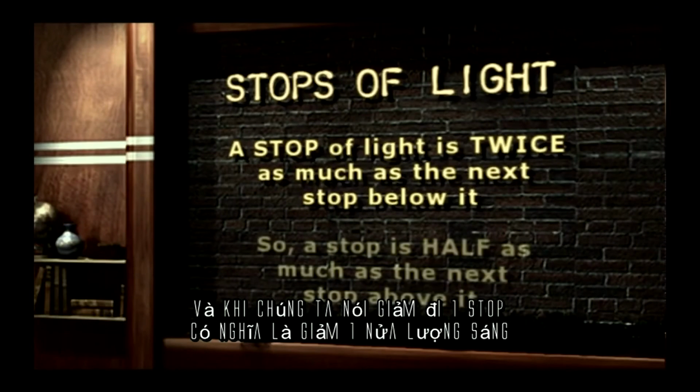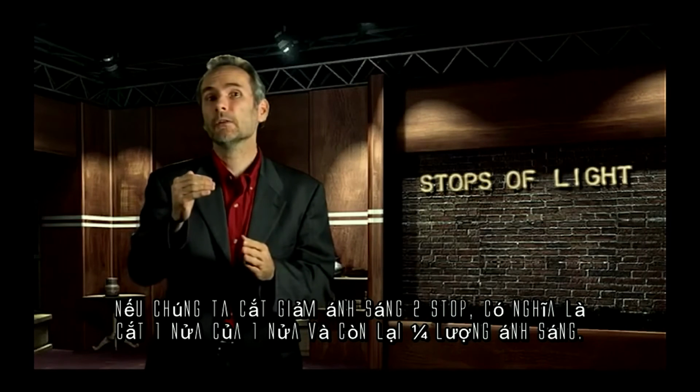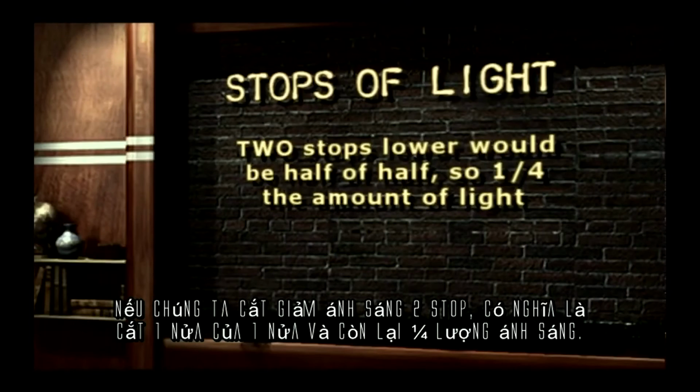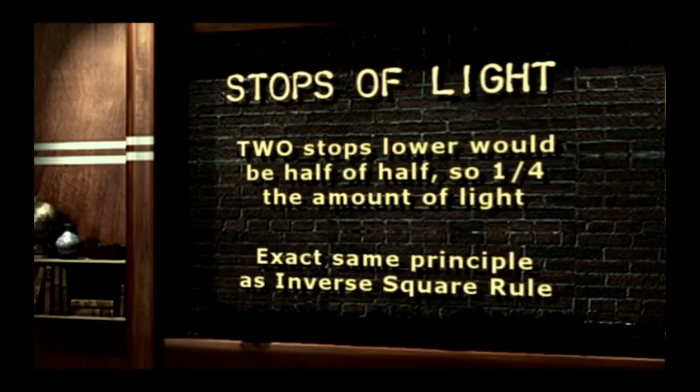And if we talk about cutting the amount of light by 1 stop, then that means that we're cutting the amount of light in half. And the square rule applies again. So if we change the light by 2 stops, we're actually quadrupling or cutting the light into 1/4 as much. The same kind of things are going to apply.